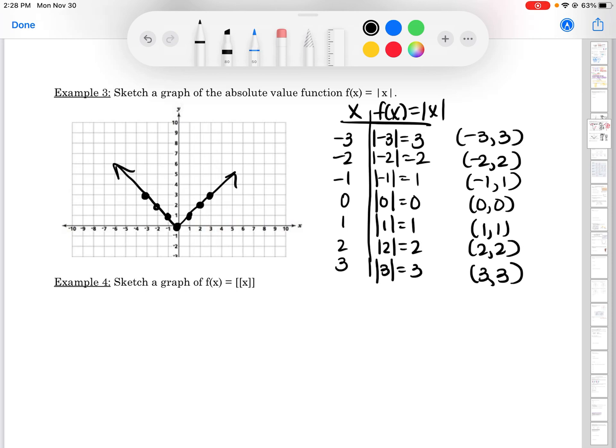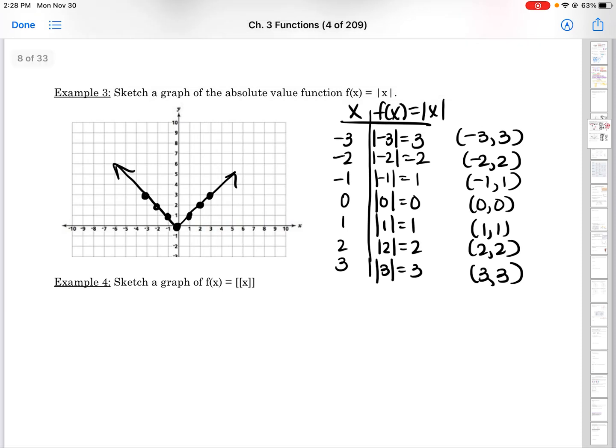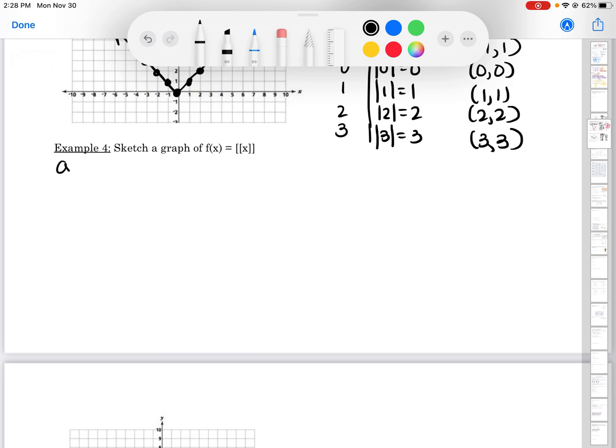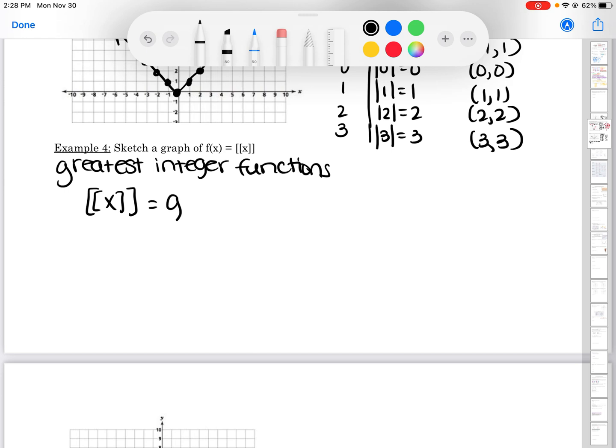Okay. Now we also have a function that is known as the greatest integer function. And this function is a little bit different than what you're used to working with. It's marked by these brackets around x. What this really means is that we're using the greatest integer that is less than or equal to x.